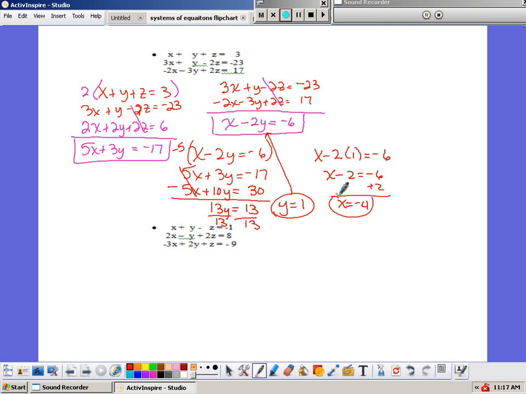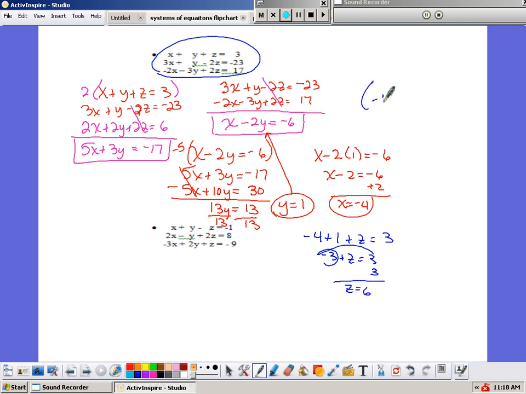Now I'm going to take the y as 1 and x as negative 4 and plug it back into one of these top equations. And I guarantee the first one looks the easiest. So negative 4 plus 1 plus z equals 3. Negative 3 plus z equals 3. Move my 3. Z is 6. Answer, negative 4, 1, 6. And you can plug them back into all of the equations to make sure that they work. I mean, all three of the equations, not both, all of them.